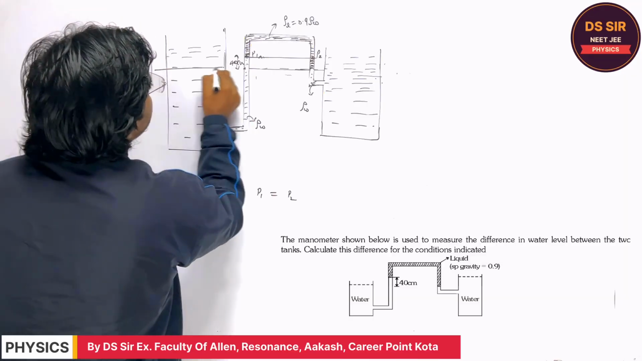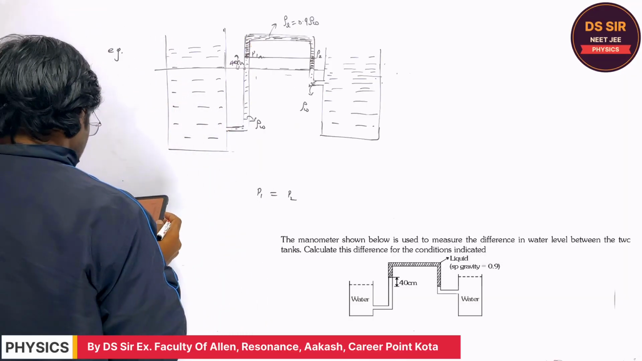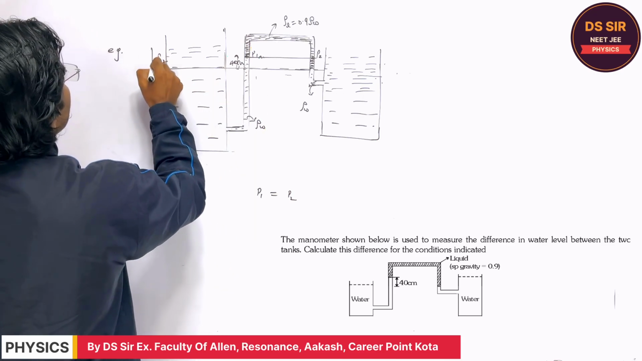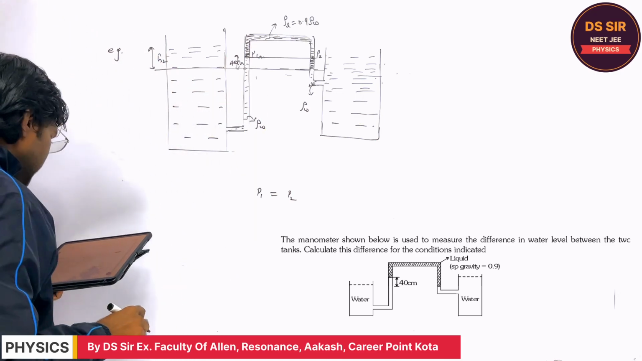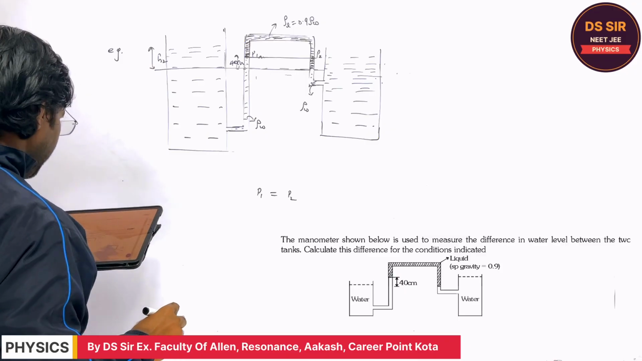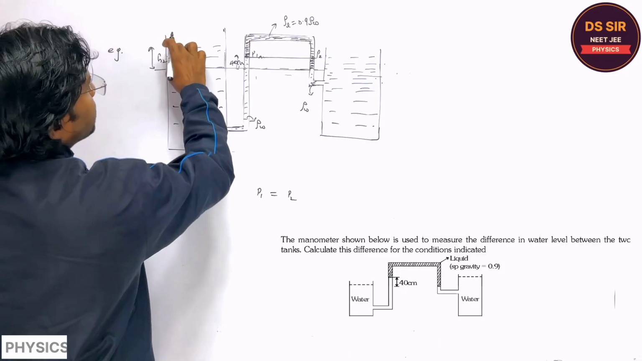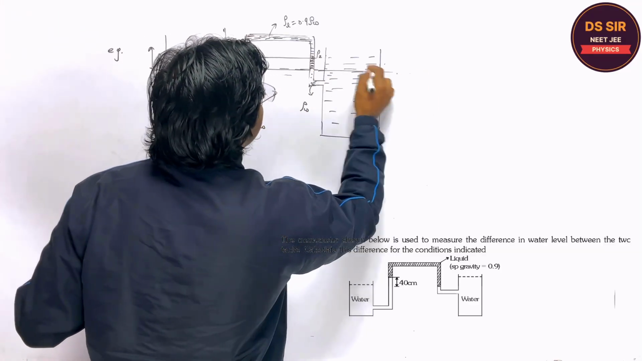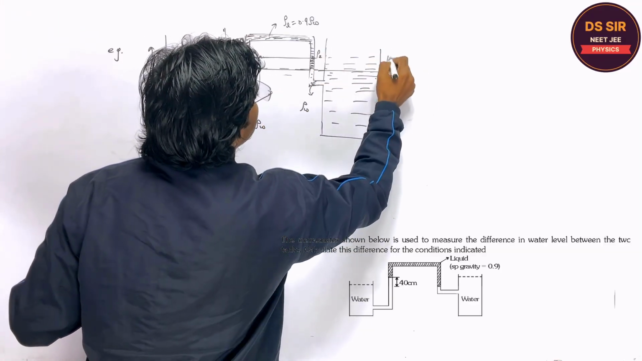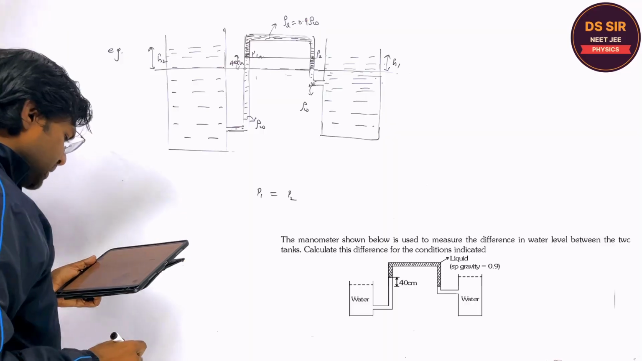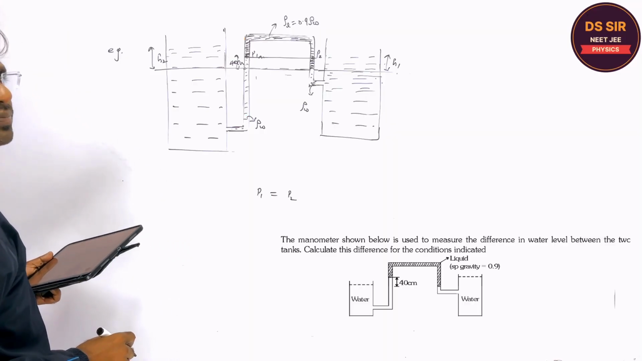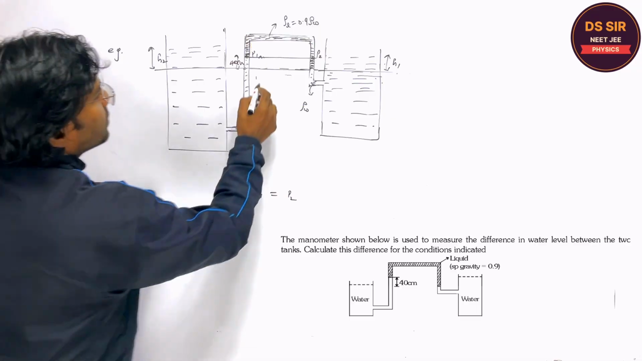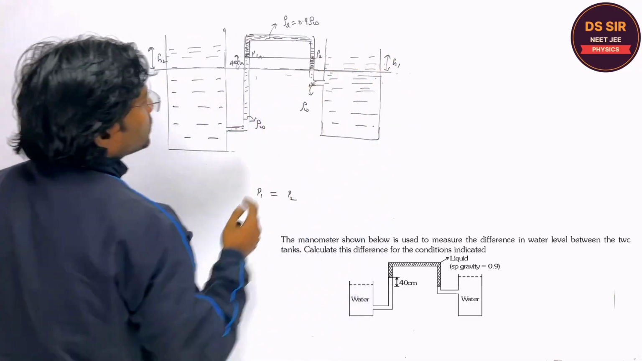And consider this is the situation and the pressure. Suppose this is H2. Calculate the difference of the condition indicated. If this is H2, and the pressure at this point, you can assume this is the height H1. Is it clear or not, you tell? Right, as shown in the figure. Varsha, assume it to be H1.